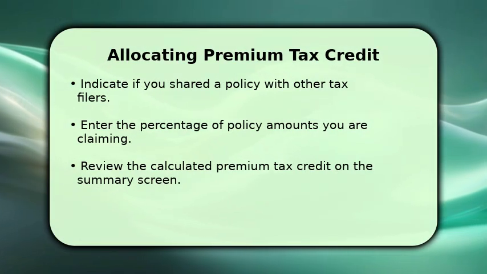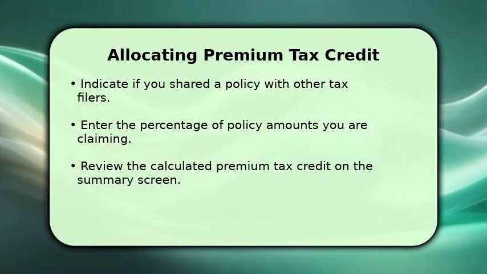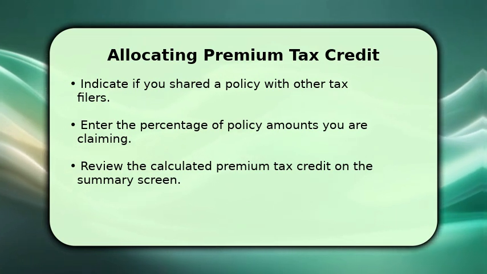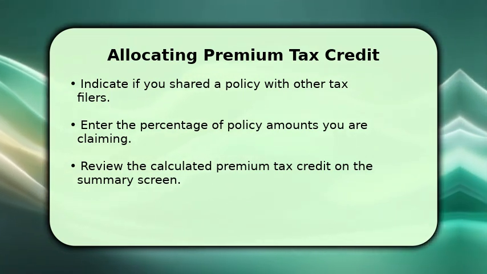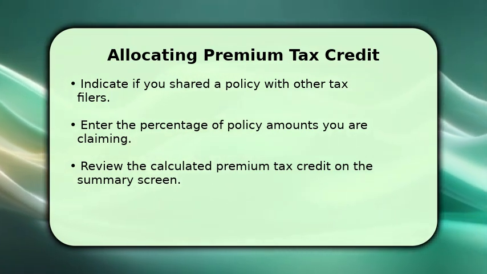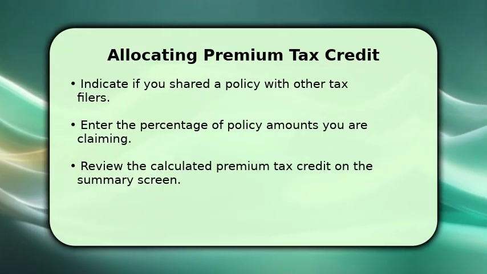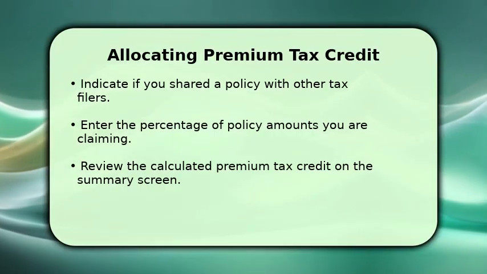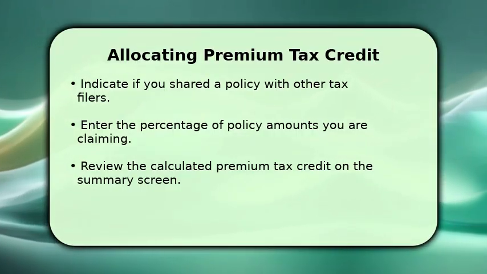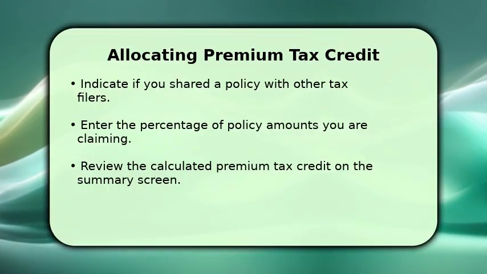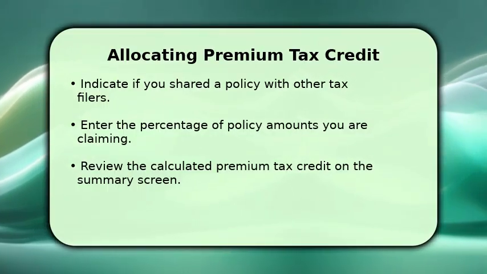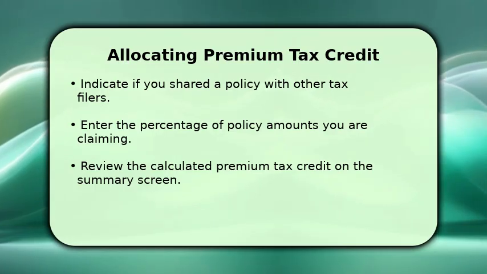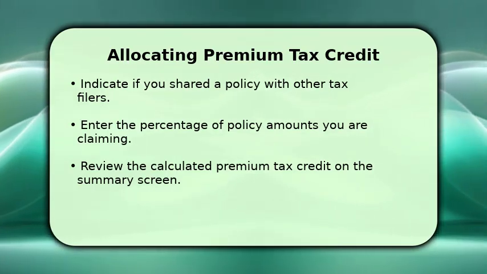Sometimes, a Form 1095 covers multiple individuals who file separate tax returns. If this applies to you, TurboTax will prompt you to allocate the policy amounts. You will need to enter the percentage of the premiums and the second lowest cost Silver Plan premium that you are claiming. This ensures each filer correctly reports their portion. After entering, review the summary to see your calculated premium tax credit or repayment amount.